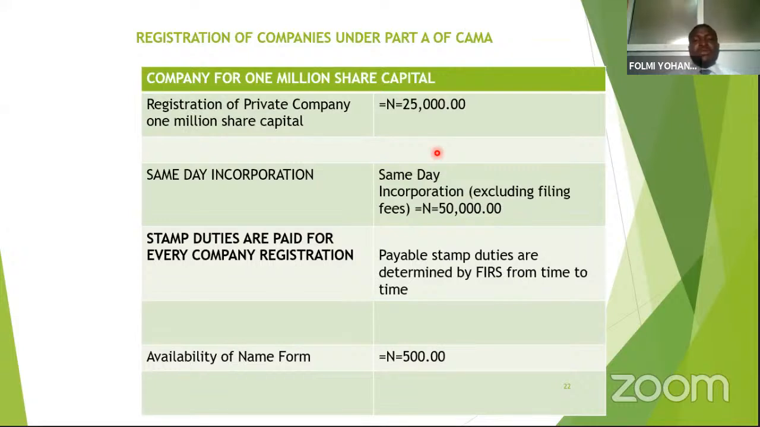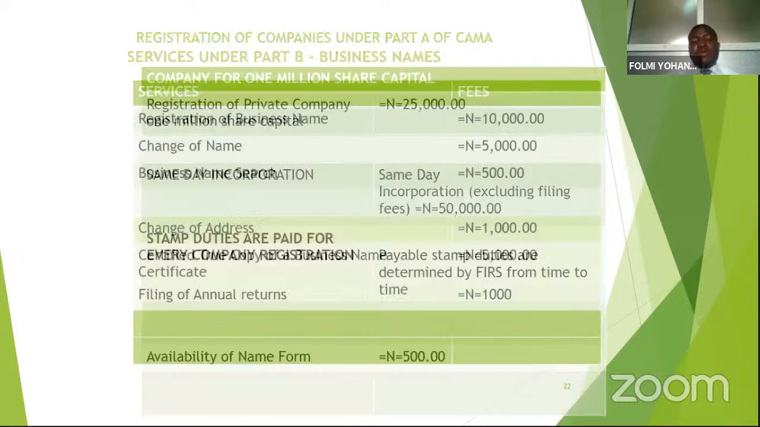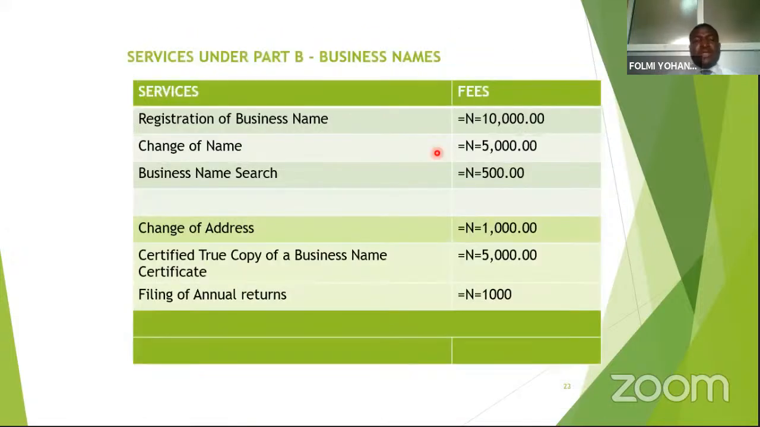But if you feel you can do it yourself, you can log in and try it yourself. But where you can't do it yourself, there are agents, lawyers, and chartered secretaries who are accredited with CAC. They will help you and run it. But remember, you pay their professional fees and the rest.